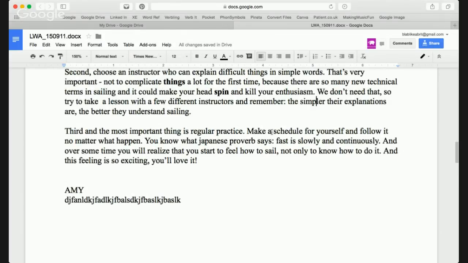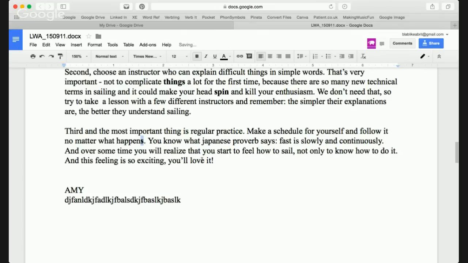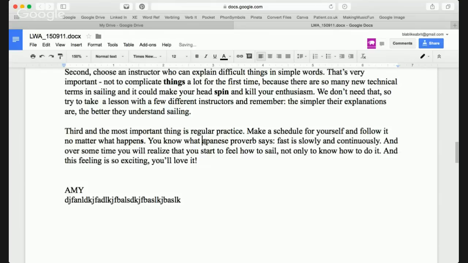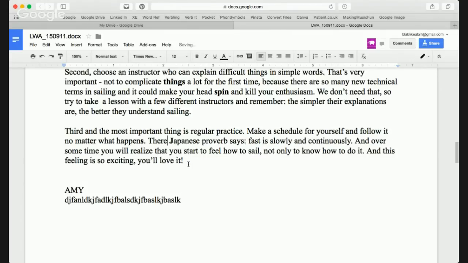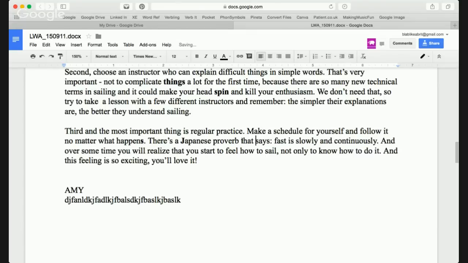Third, and the most important thing, is regular practice. Make a schedule for yourself and follow it no matter what happens. Japanese needs a capital. I would say that generally when we're introducing this kind of thing, we'd say there's a Japanese proverb that says, blah, blah, blah. Fast is slowly and continuously. I've never heard that before, but that is really true. And it's also very true for language learning. I like that.